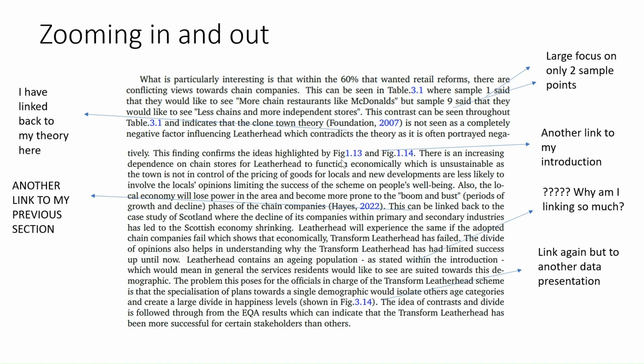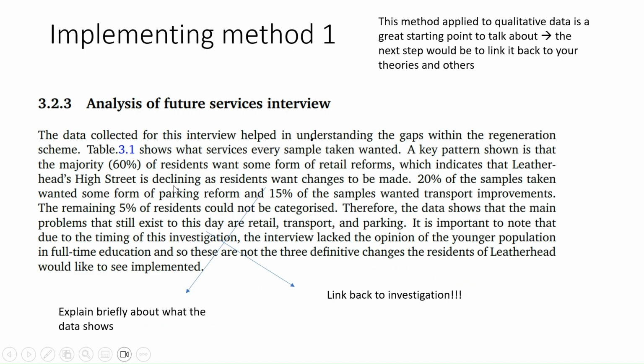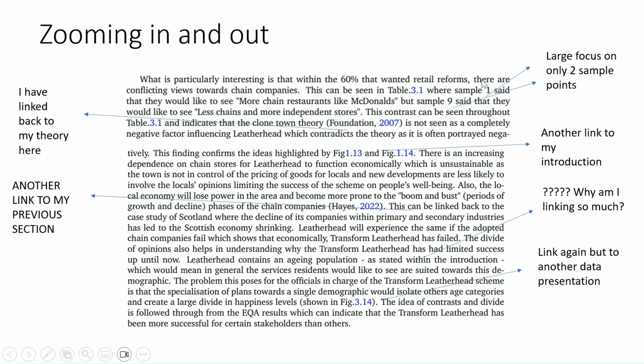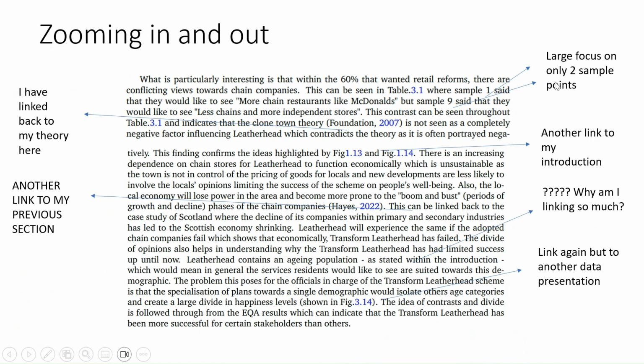So here's an example of my zooming in and out method. I talked about within the 60% that wanted retail reforms, notice how most people wanted retail reforms, so talk about it. I talked about zooming on two sample points, those contrasting viewpoints within my data. So again, I zoomed in on the retail reforms, and then I zoomed in on samples 1 and 9. And then I talked about a contrast. What does this contrast show?